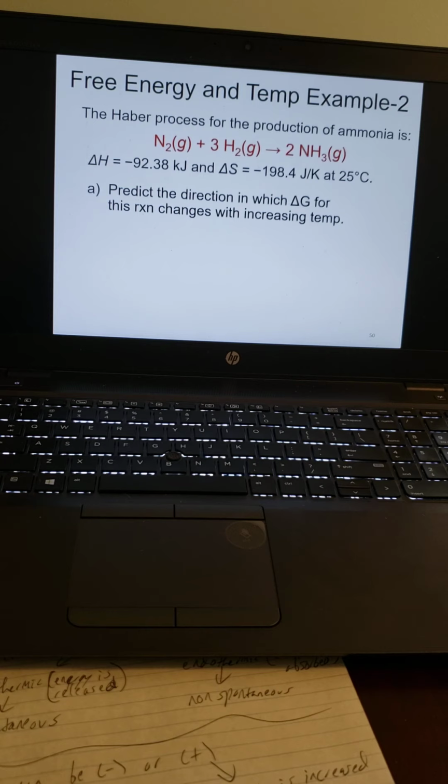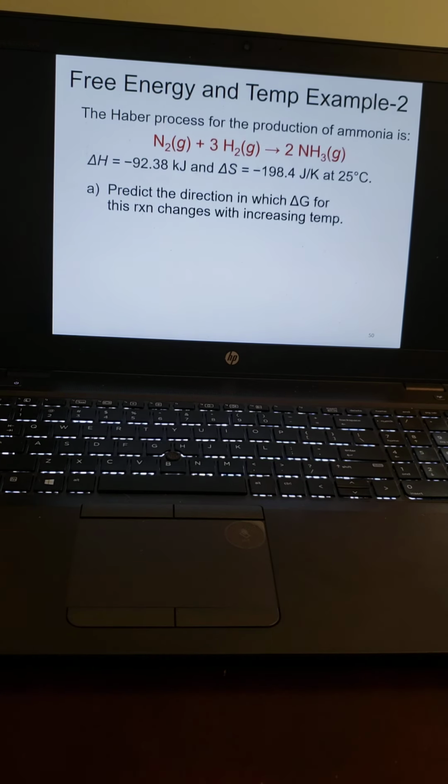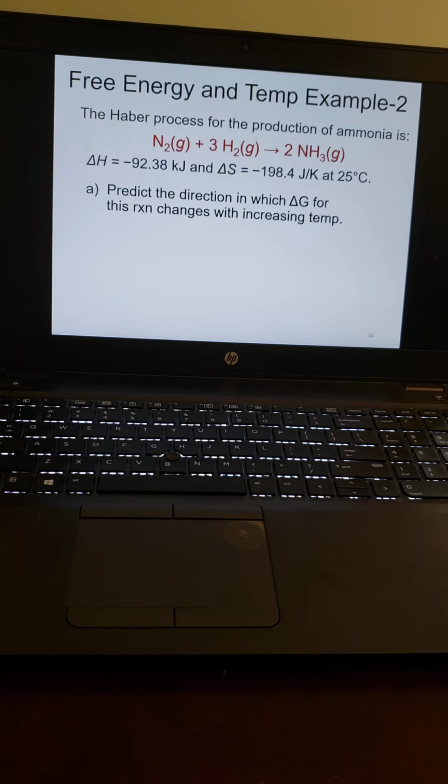Well, let's do one more question. All right, so here we have the Haber process for the production of ammonia. It's nitrogen gas plus 3 moles of hydrogen gas goes to make 2 moles of ammonia.